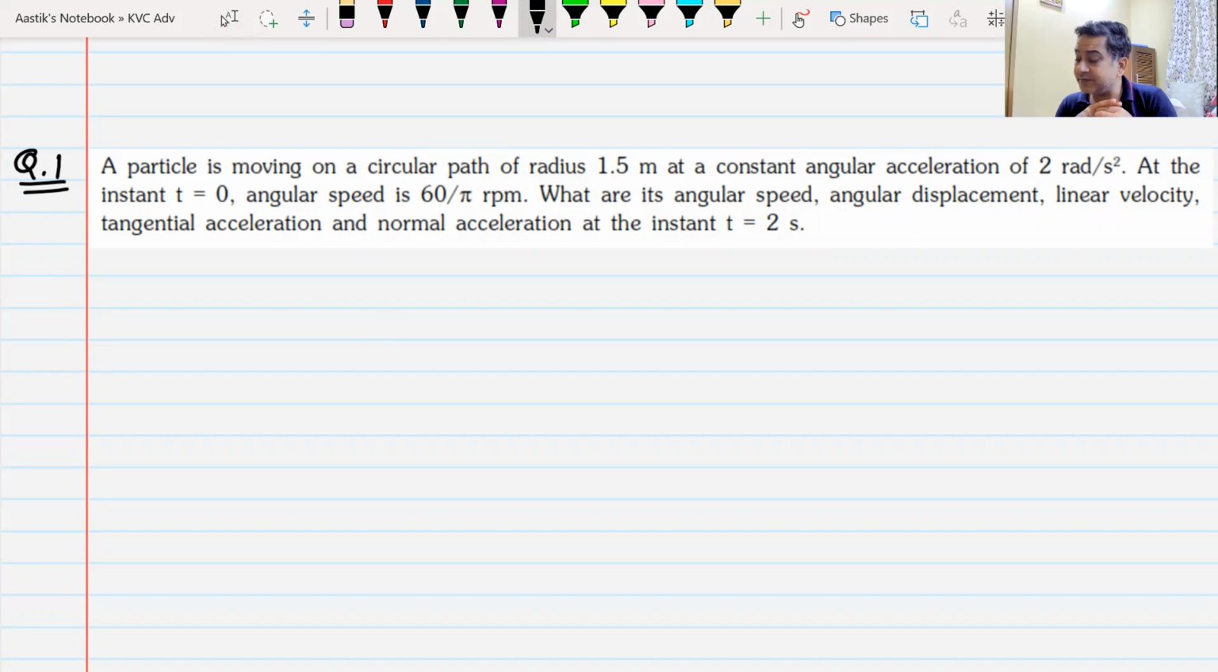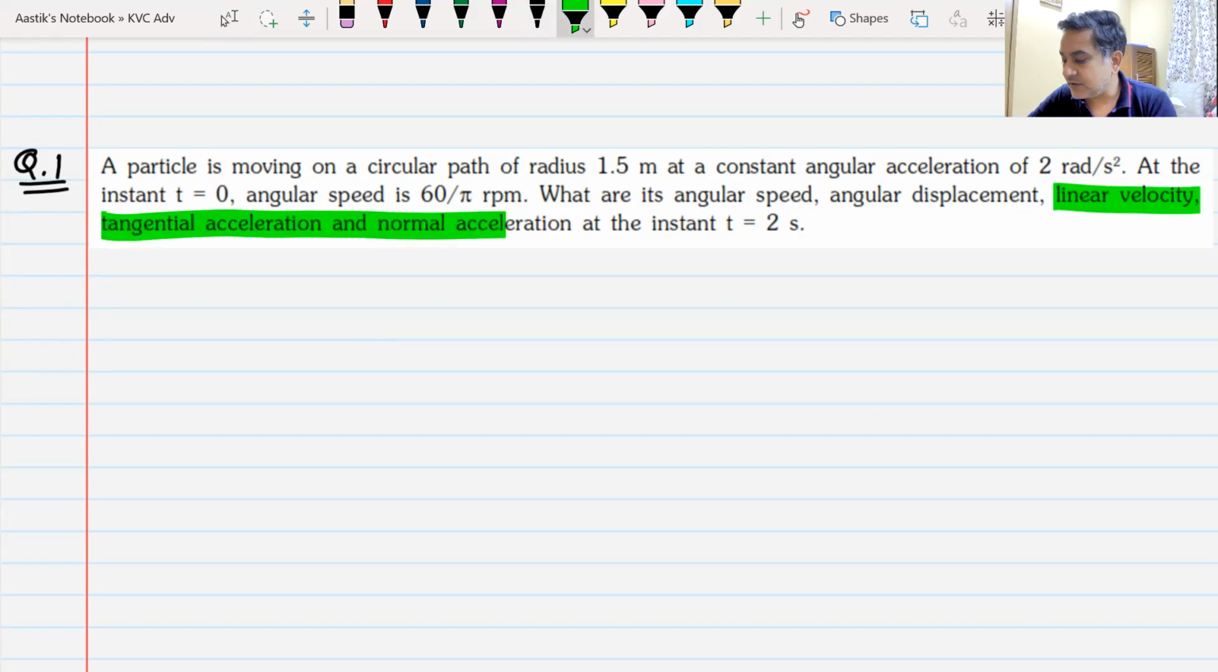What do you mean by rpm? Revolutions per minute, not radians per second. What are its angular speed? Means angular velocity. Angular displacement. That is all you need to calculate. Rest of the terms you can neglect right now.